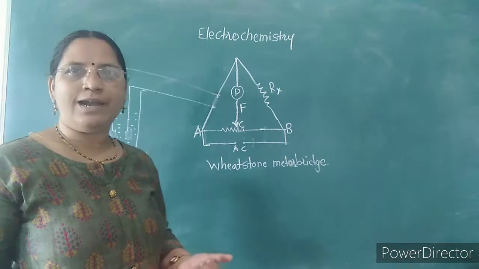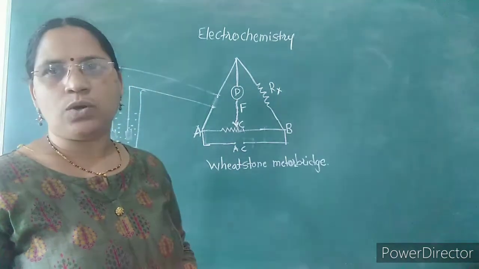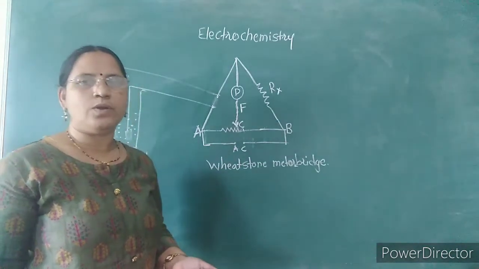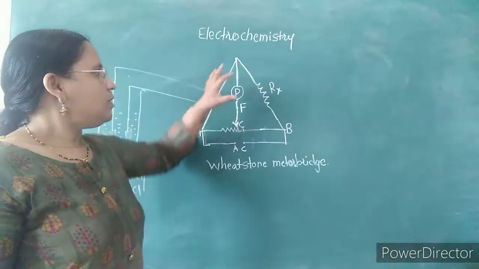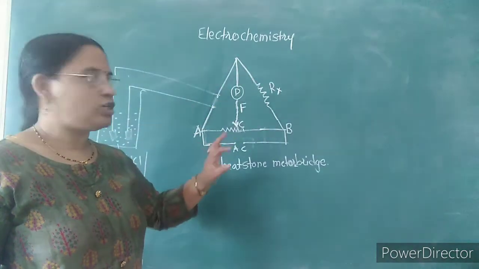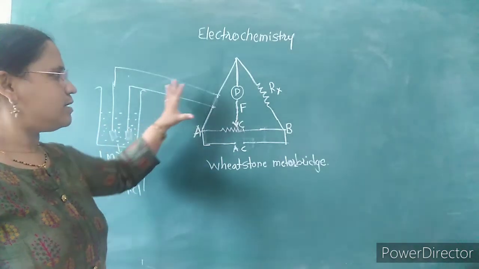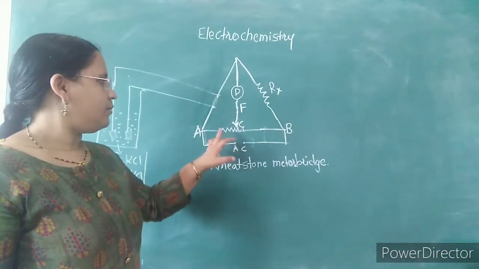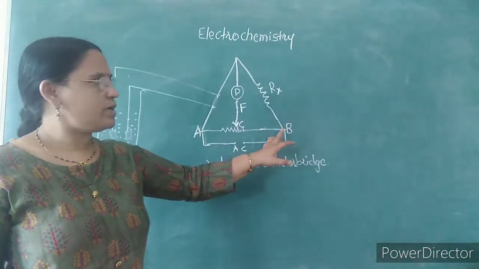At the point at which the detector D shows null deflection, or zero deflection, we are going to find out the length. So this is the Wheatstone's meter bridge. Suppose this is the arrangement, and the conductivity cell is connected in this way. May I repeat again? AB is the uniform wire of the Wheatstone's meter bridge.